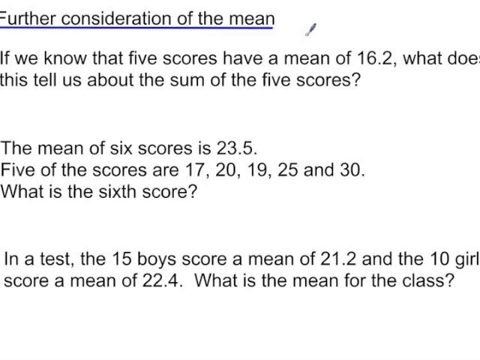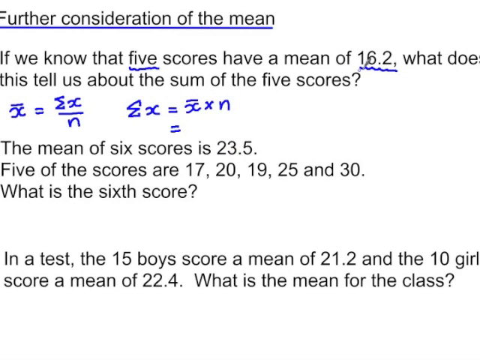We're now going to consider some different problems involving the use of the mean. In the first one, we know that there are 5 scores and that the mean of the scores is 16.2. Now, if you think back to that earlier equation, the mean score is the sum of the scores divided by the number of scores. We can rearrange this equation to say that the sum of the scores is equal to the mean multiplied by the number of the scores.